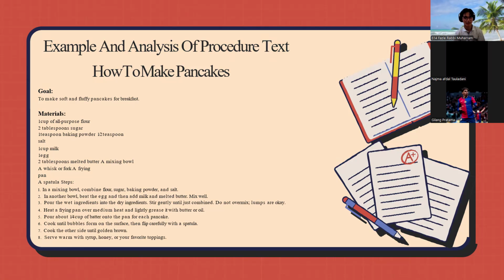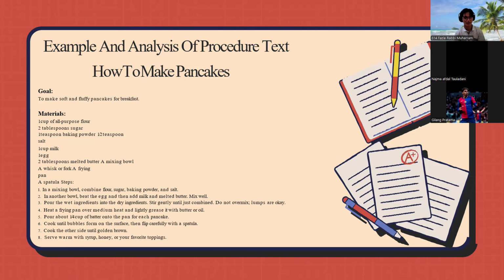First, for the steps. First, in a mixing bowl, combine flour, sugar, baking powder, and salt. Second, in another bowl, beat the egg and then add milk and melted butter. Mix well. Third, pour the wet ingredients into the dry ingredients. Stir gently until just combined. Do not overmix. Lumps are okay.